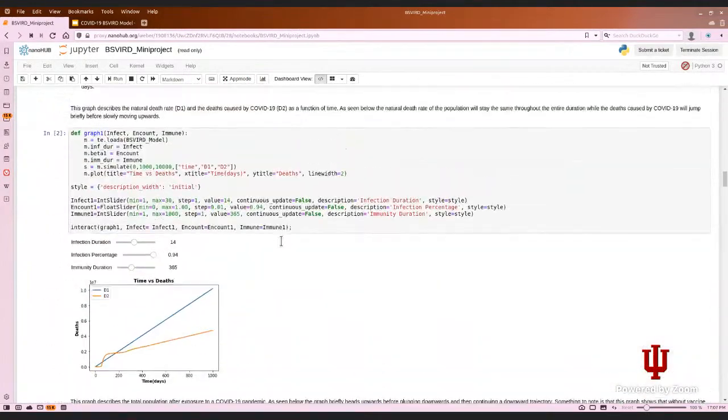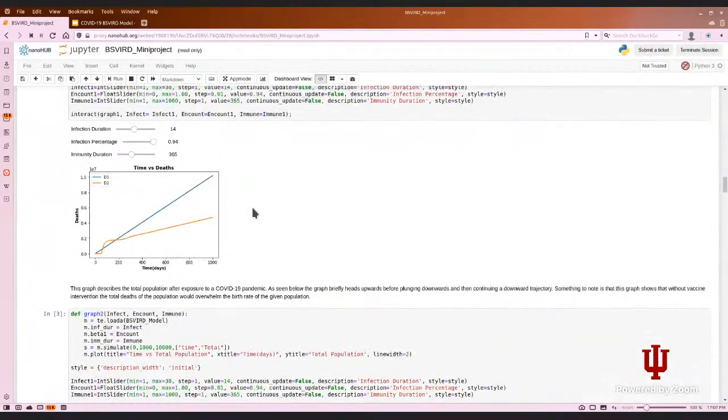All right, so here's the time versus deaths, and like I said, it's interactive, but the defaults seem to be realistic. I think he used information from the CDC and stuff. This blue line is the natural death pathway, and it's linear because everyone just dies at a certain rate naturally. But you can see that there's an initial spike from the initial infection as it spreads to the population, and then it sort of settles out.